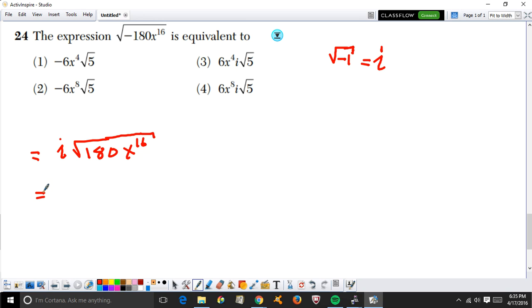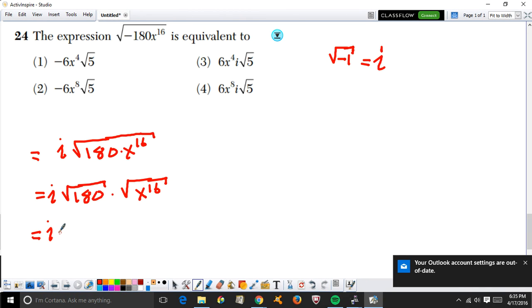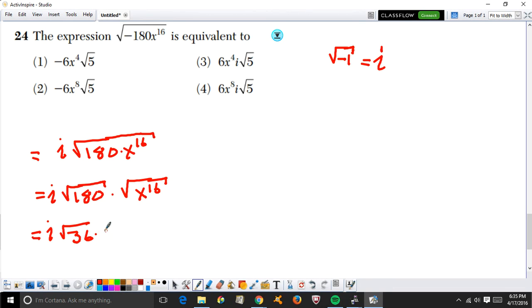We can break the square root into 2 parts: the square root of 180 and the square root of x to the 16, because whenever you have a product inside the square root, you can take the square root of each factor individually. Now, we're going to see if there's a way for us to rewrite the square root of 180. We can rewrite 180 as 36 times 5.